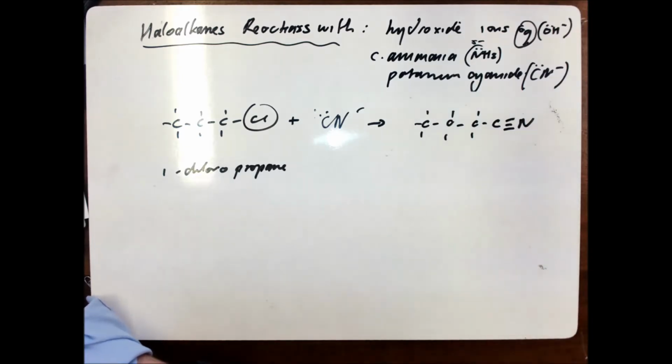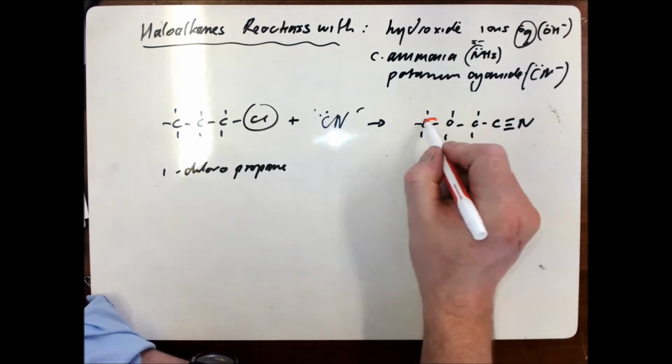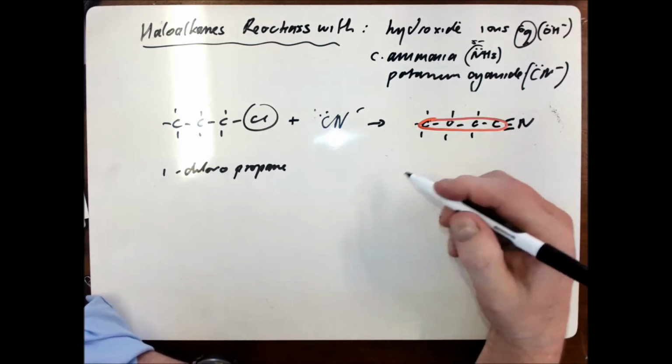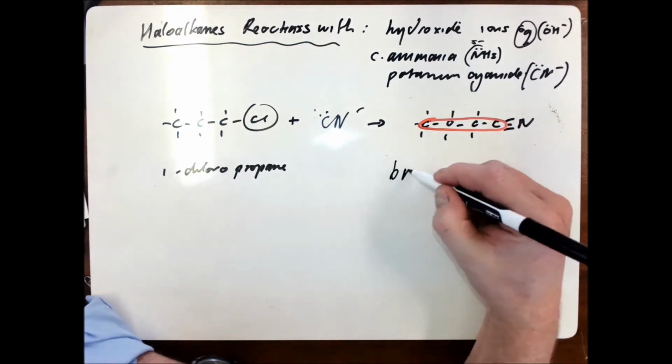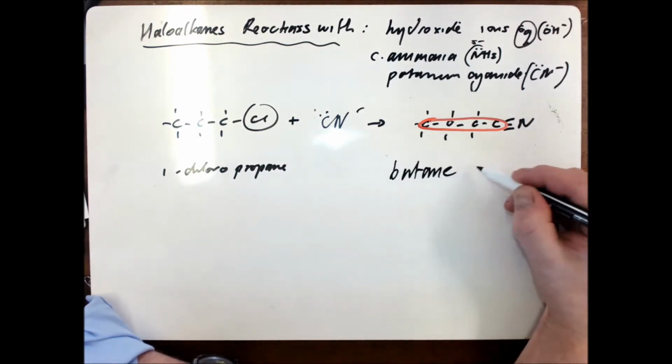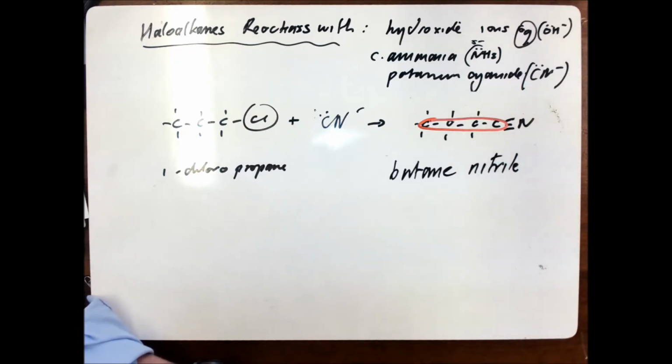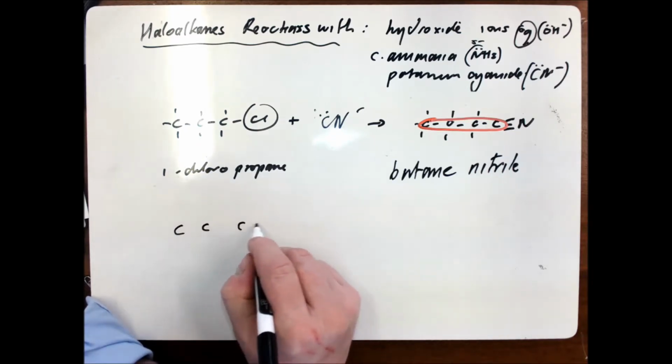Now the key thing we need to be careful of here is that we now have added another carbon to the chain. So instead of having a propane, now we have 4 carbons, and these are just simply called butanenitrile. Okay, let's have a look at another one.